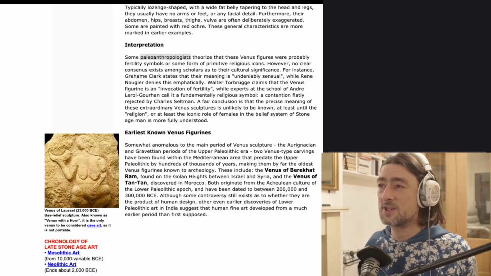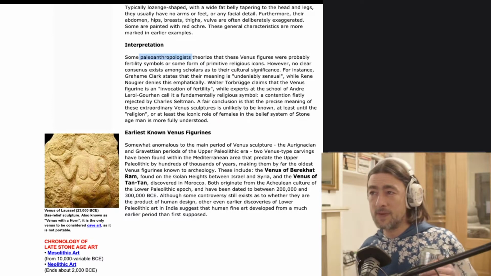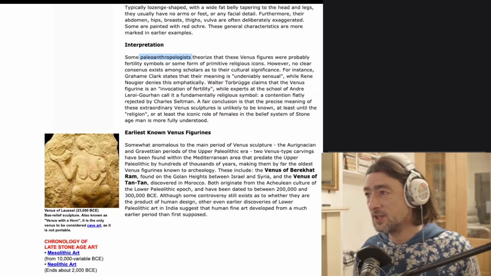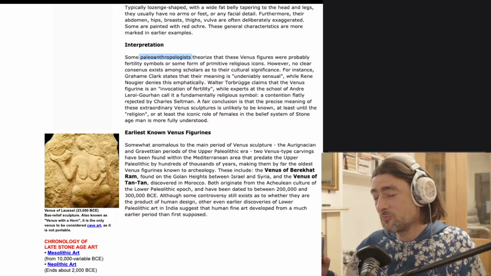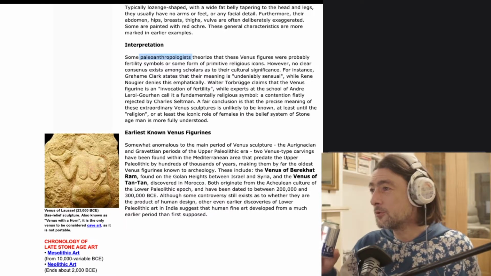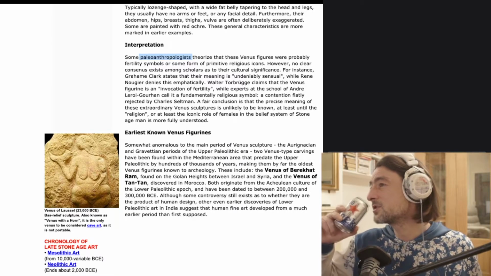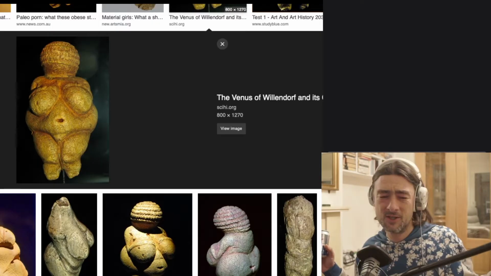Let's have a look at this interpretation. Some paleoanthropologists theorise that these Venus figures were probably fertility symbols, or some form of primitive religious icons. No clear consensus exists. So, we don't know.